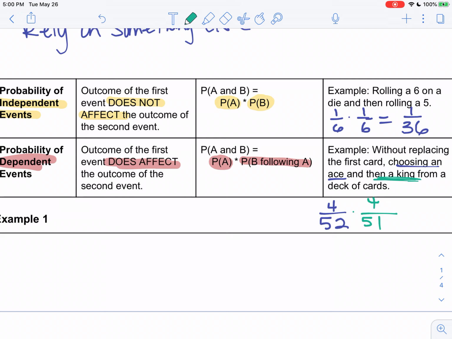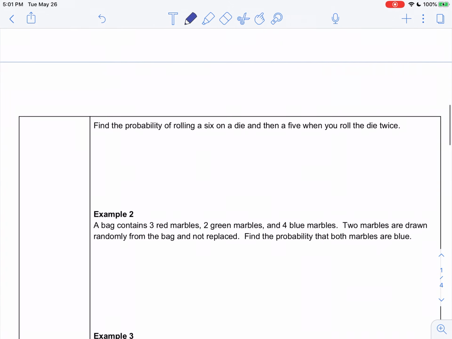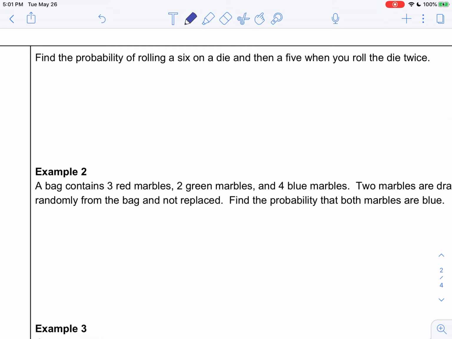In order to simplify this a little bit more, 4 out of 52, that's the same thing as 1 out of 13. Makes it a little bit easier to multiply this fraction, and we don't have to simplify at the end. So 1 times 4 is 4, 13 times 51 is 663. So the probability of choosing an ace, then a king without putting it back in the deck is 4 out of 663. All right, so let's continue on.